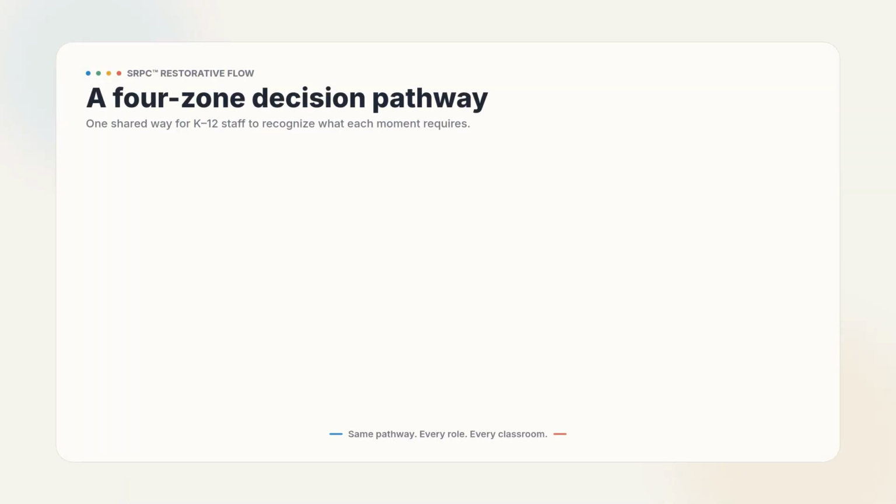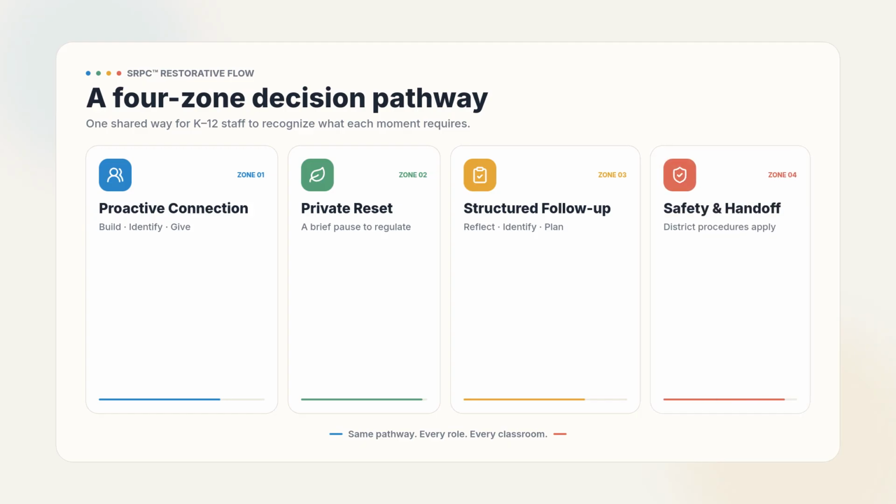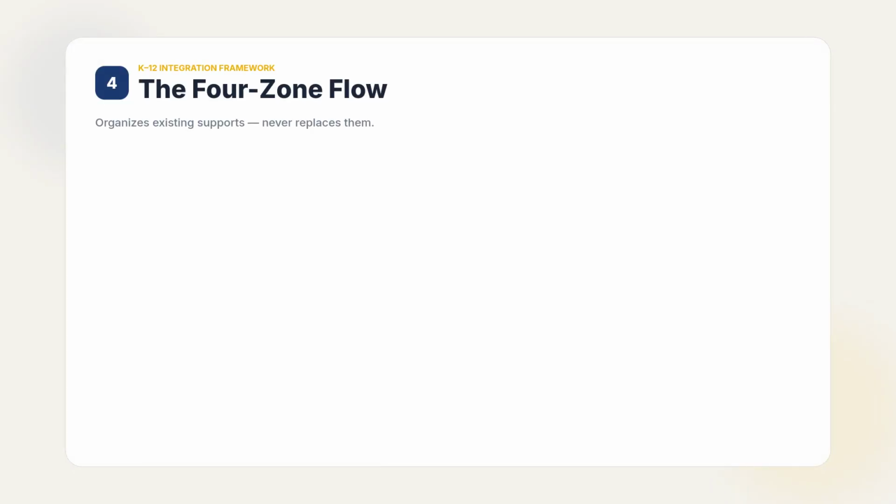The SRPC trademark provides a 4-zone restorative flow that offers staff a shared way to recognize what a moment requires. Zone 1 focuses on proactive connection through build, identify, and give. Zone 2 provides a brief private reset. Zone 3 provides structured follow-up through reflect, identify, and plan. Zone 4 is reserved for safety response and handoff under district procedures. The aim is not to make every adult do the same job. The aim is to help every adult use the same decision pathway while staying inside their role, authority, student plans, and district policy.